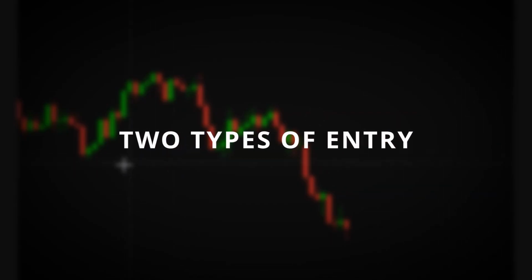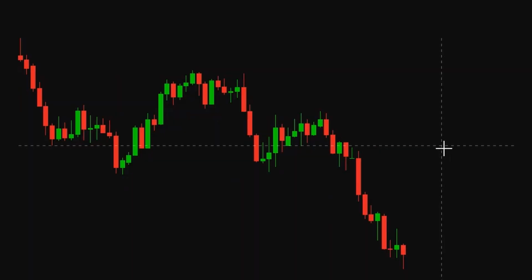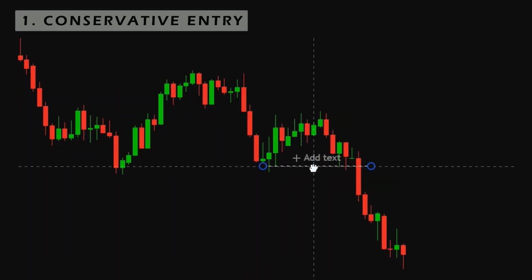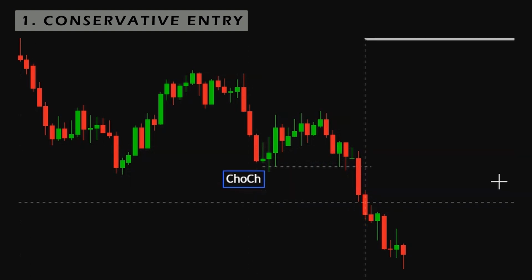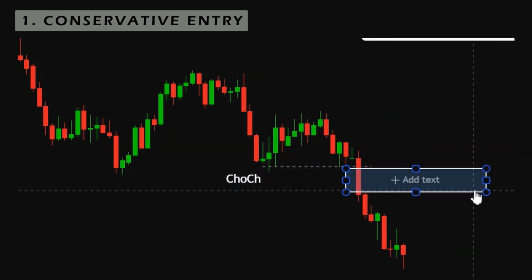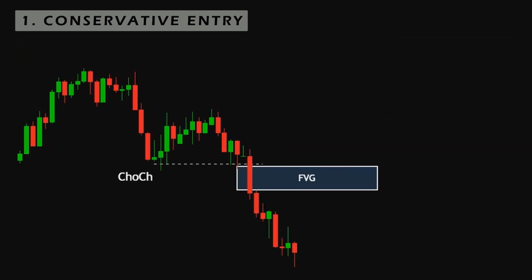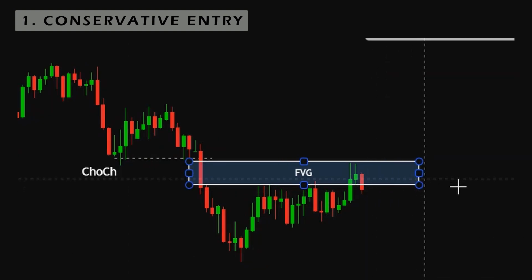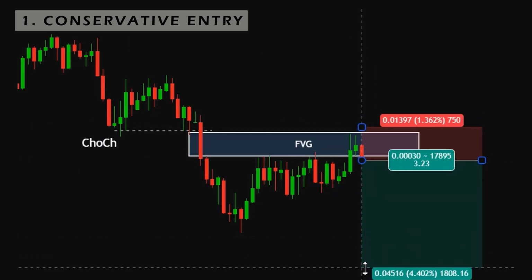We have two types of entry. First is the conservative entry. Here you're looking for CHOCH signals plus an FVG forming. The idea is to place your order when price comes back and reacts at the FVG or order block. This approach is safer, lower risk, and makes managing your stop loss much easier.